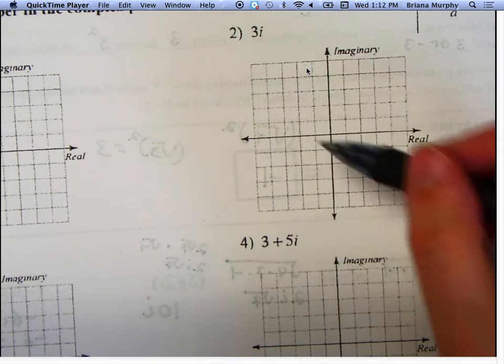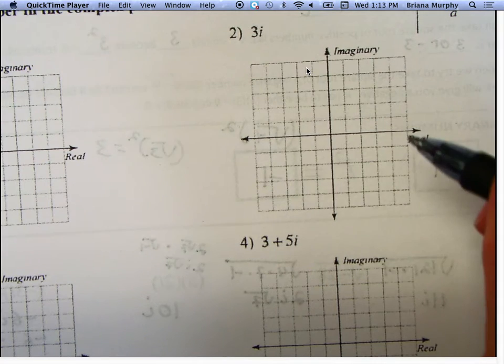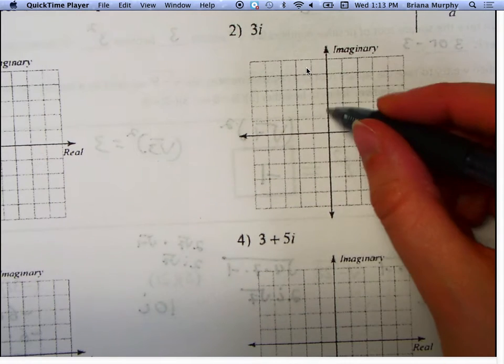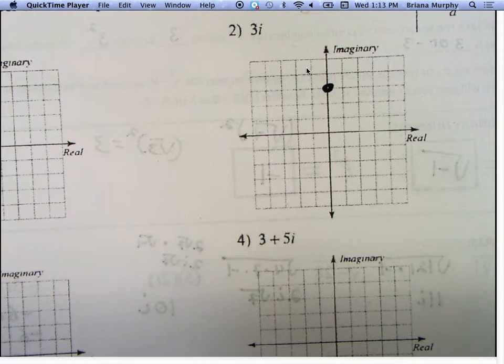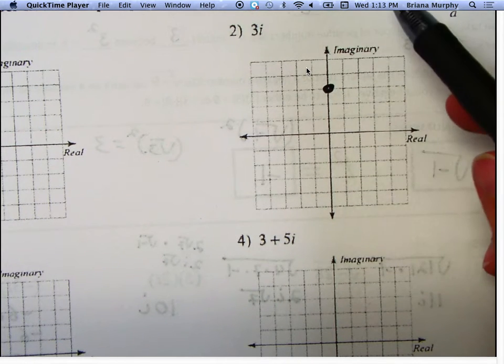So, number 2, we're going to do 3i. So we're going to go up 1, 2, 3. That's it. The imaginary number line just says to go up 3. So i stands for up or down? i stands for imaginary, which in this case is up or down on here.